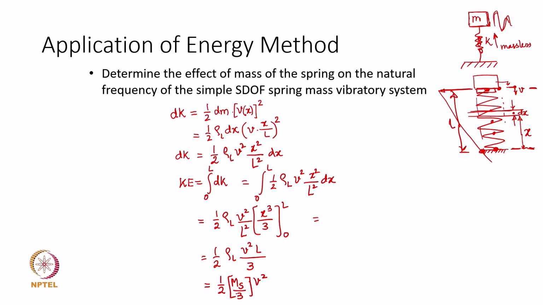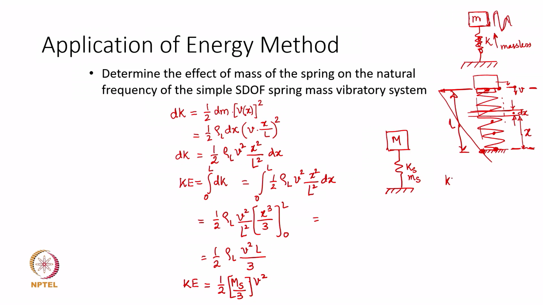So, what we can see here is that if you consider only the spring itself, it has its own kinetic energy, and that kinetic energy is given by half of 1/3 the mass of the spring times the square of the velocity of the mass. So, if I now want to consider both the mass as well as the spring, the spring has its own stiffness, but it also has its own mass, and the mass supported by the spring is capital M.